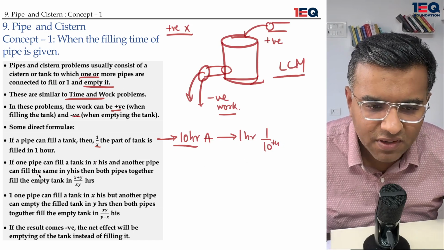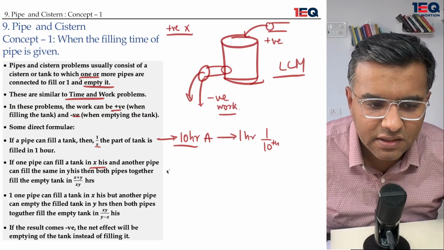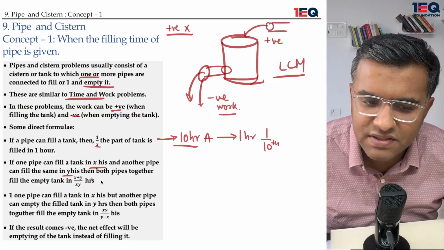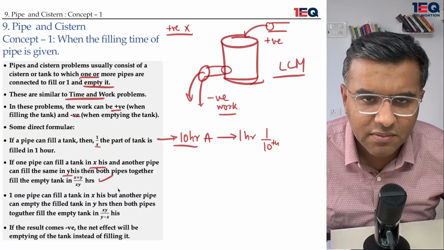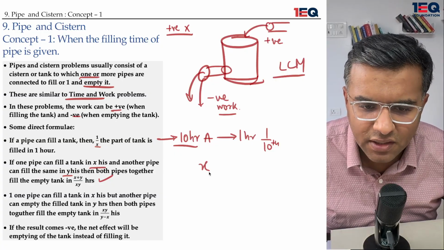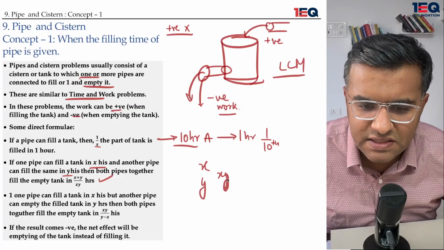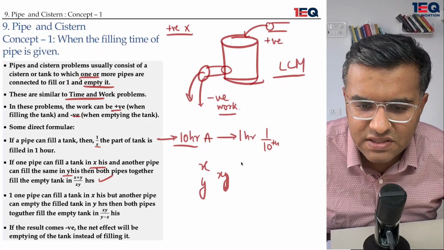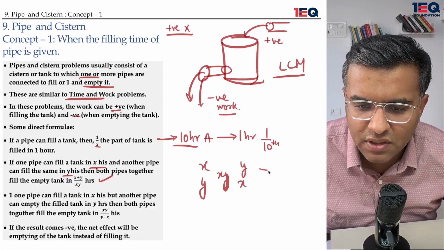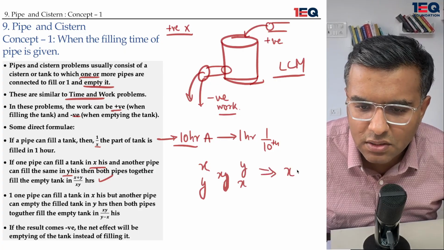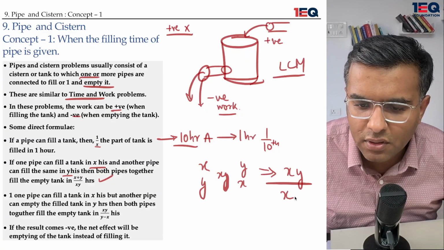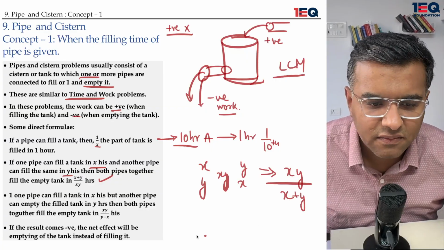If one pipe can fill the tank in x hours and the other can fill the same tank in y hours, we use the same LCM formula. The LCM of x and y is xy. The efficiency is y for one and x for the other. The total time it's going to take is xy upon x plus y.